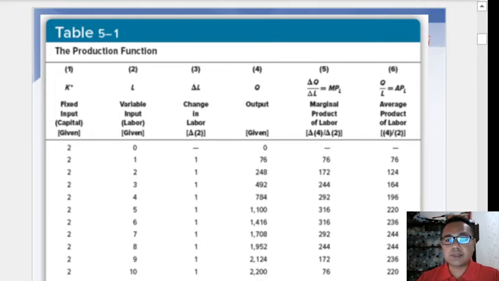So figure 5.1 shows graphically the relationship among total product, marginal product, and average product. The first thing to notice about the curve is that total product increases and its slope gets steeper as we move from point A to point E along the total product curve.